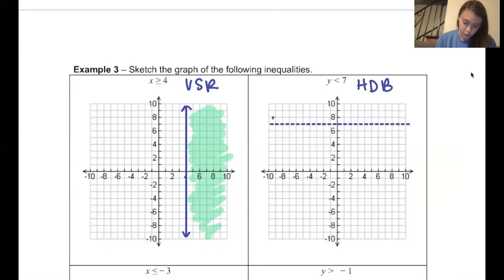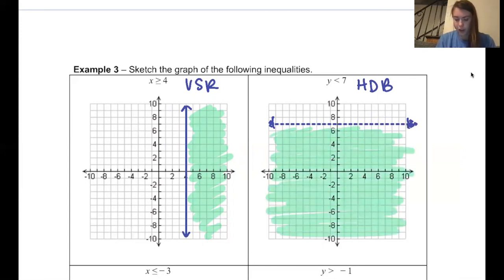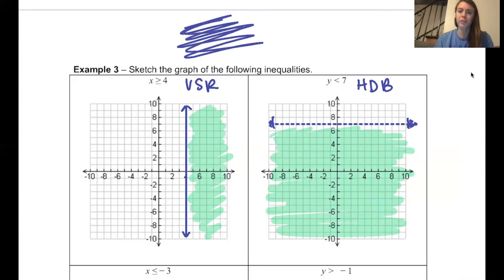Still going to do arrows on both sides. And then all of the values less than 7 are going to be down here. And I'm going to shade all of this in. So if you guys have a pencil and you don't have a highlighter like me, just kind of shade it like this, you know? You can just kind of go like this, right? You'll get the idea of it, but make sure it's pretty filled in.